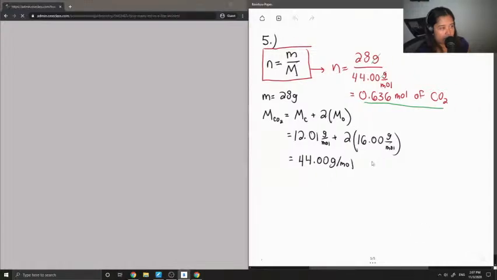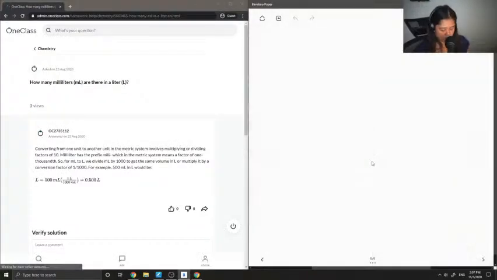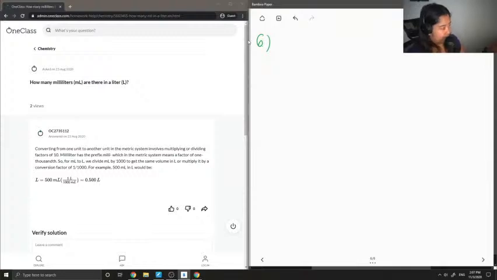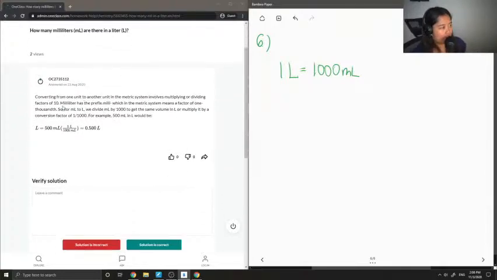So now let's move on to question number 6. How many milliliters are there in 1 liter? So I'll just quickly write out that in 1 liter, there are 1,000 milliliters. So it's just a simple conversion question. So let's see what our junior tutor said.